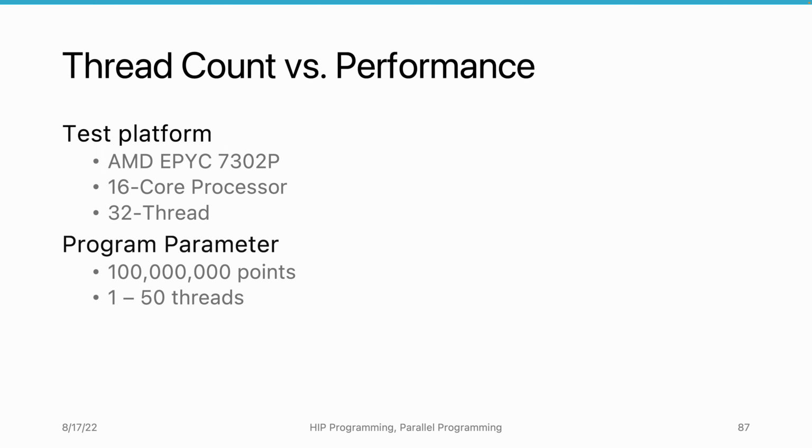We run the program written in the previous video. We generate 100 million points. Initially, we alter the number of threads between 1 to 50. Later on, we will expand the range.